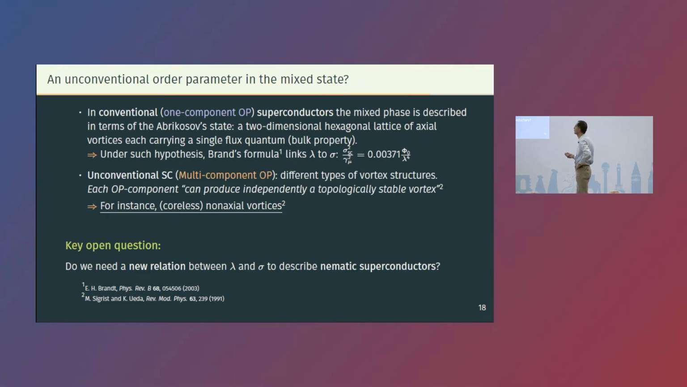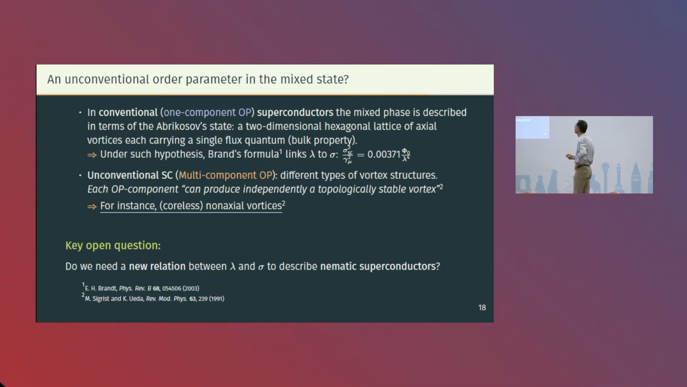OP here means order parameter. So in standard cases, in conventional superconductors, we have one component. Everything is well known. Mixed phase is described just in terms of Abrikosov state. Two-dimensional hexagonal, everyone is happy, and we find this. I have shown you the example. We find exactly what we expect to find.